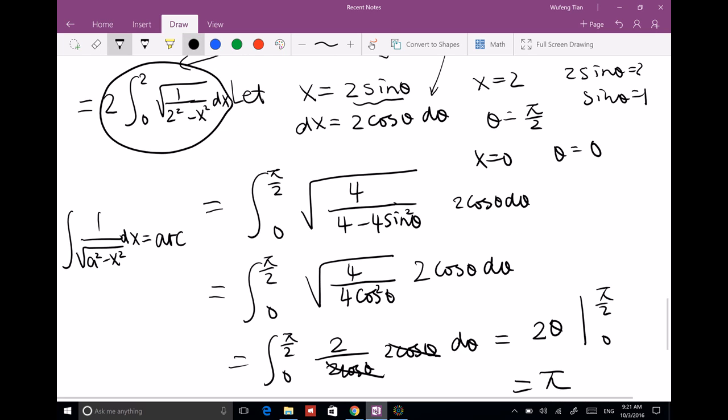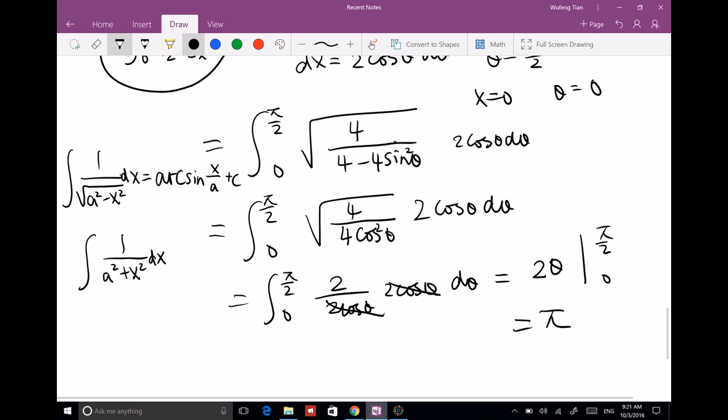Okay, then I'm going to give another one: 1 over a squared plus x squared. One of them is arcsine and the other one is arctangent. First one is arcsine, very good. So it's arcsine of x over a plus c. The second one is arctangent, so it's 1 over a times arctangent of x over a plus c.